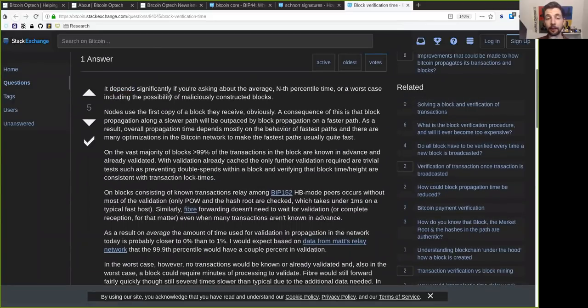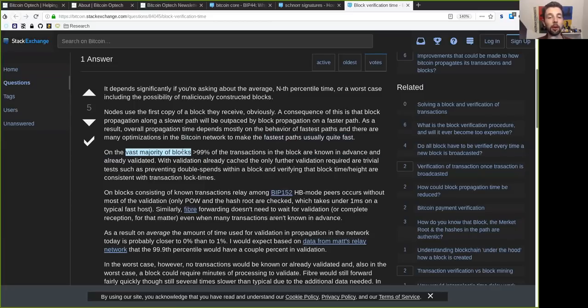It depends significantly on whether you're asking about the average, the nth percentile time, or the worst case, including the possibility of maliciously constructed blocks. Nobody uses the first copy of a block they receive, obviously. A consequence of this is that block propagation along a slower path will be outpaced by block propagation on a faster path. As a result, overall propagation time depends mostly on the behavior of the fastest path, and there are many optimizations in the Bitcoin network to make the fastest path usually quite fast.